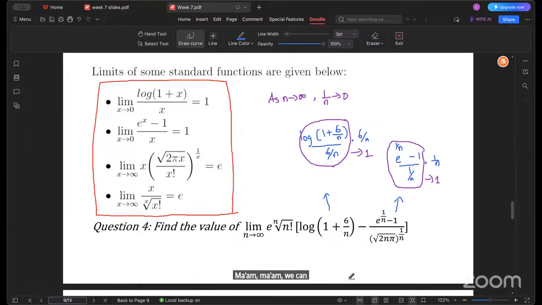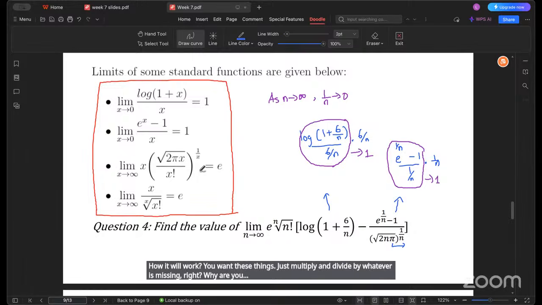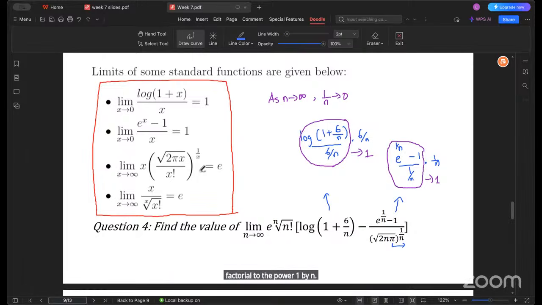Ma'am, we can use the fourth formula, x upon x factorial power 1 by x kind of. But instead of x you have n here. How are we going to deal with it? Ma'am, we can simply multiply and divide by n. You want these things, just multiply and divide by whatever is missing, right? Multiply and divide by n factorial to the power 1 by n. Instead of x we have n here. So what are the things missing? What is that you need to multiply and divide? n factorial to the power 1 by n. And n as well.